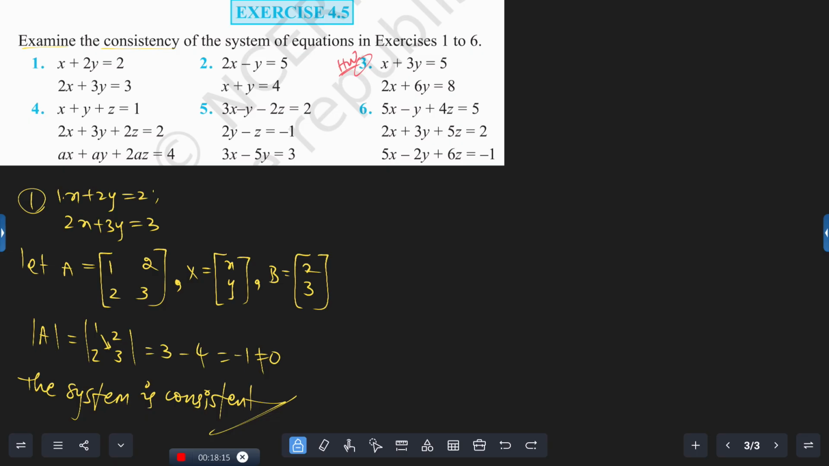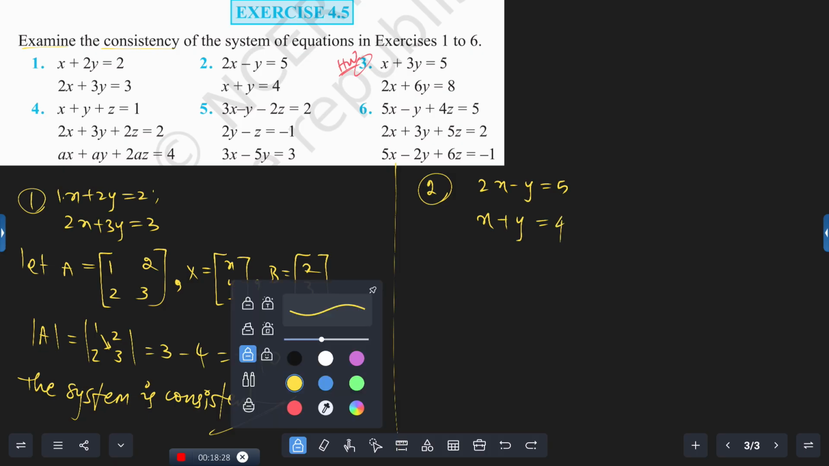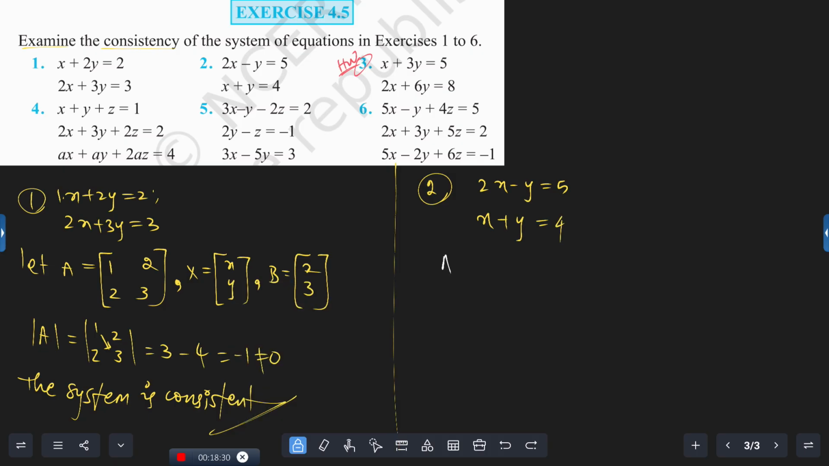Next, in the same manner, I will be doing the second one. Second one: 2x minus y equal to 5, x plus y equal to 4. So what is the matrix I will be getting? Let A equal to 2, minus 1, 1, 1. Have you noticed the coefficients? I am writing them as the first row. Then the coefficients of the second equation, 1, 1, I am writing as the second row.